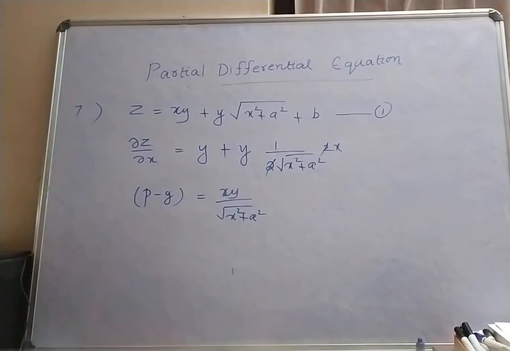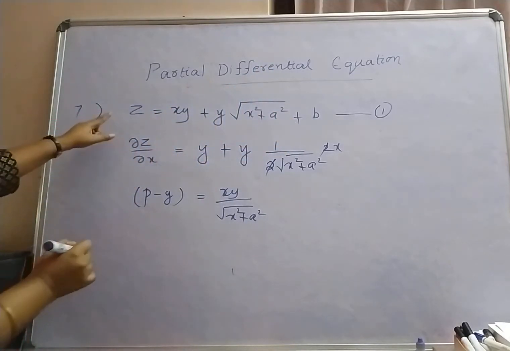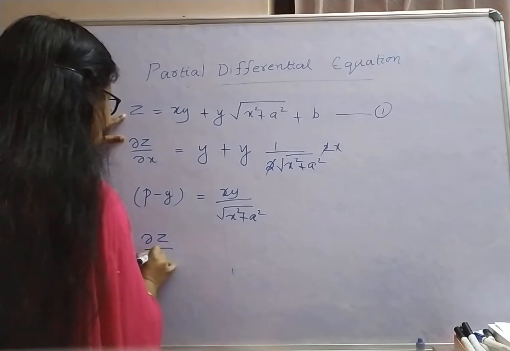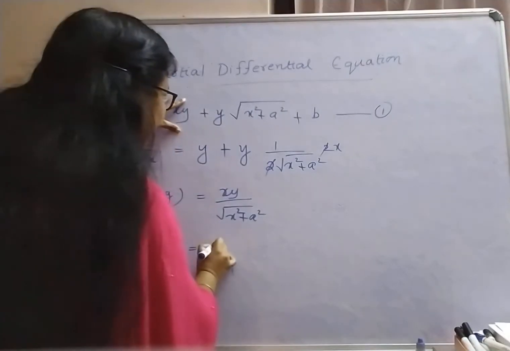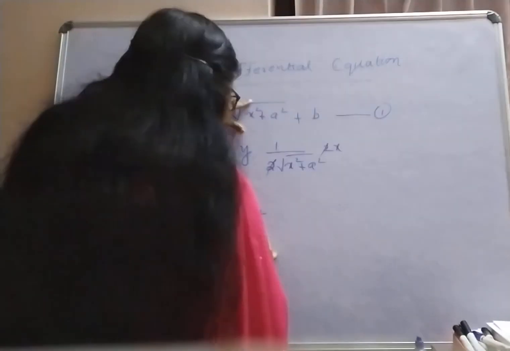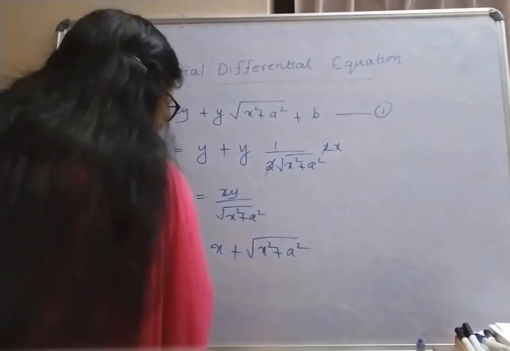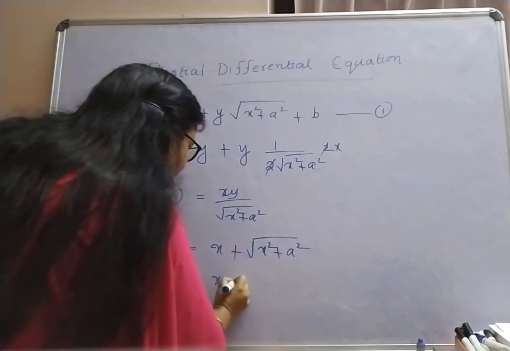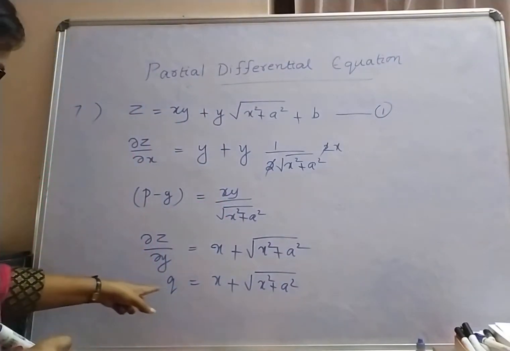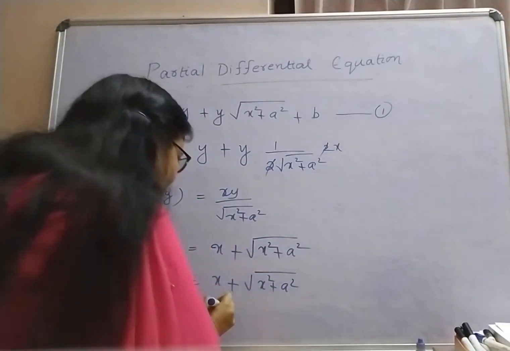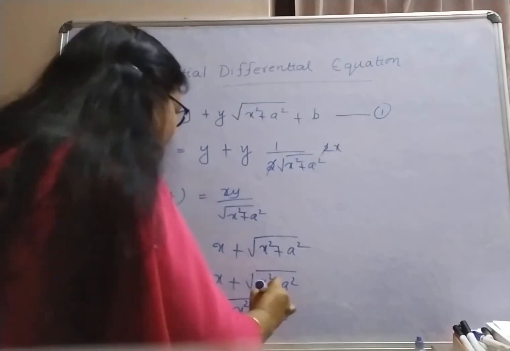We get it like this. Then we have to find the partial derivative of equation number 1 with respect to y. That is dou z by dou y equal to the partial derivative of xy with respect to y, which is x, plus root x square plus a square. That is q equal to x plus root x square plus a square. From here we have to find root x square plus a square, which is q minus x.